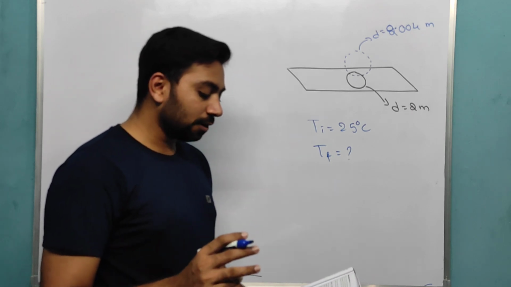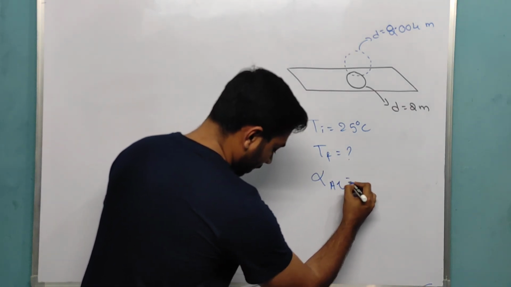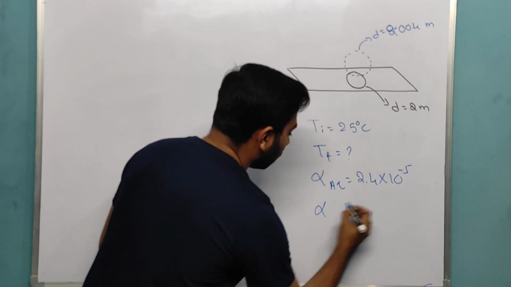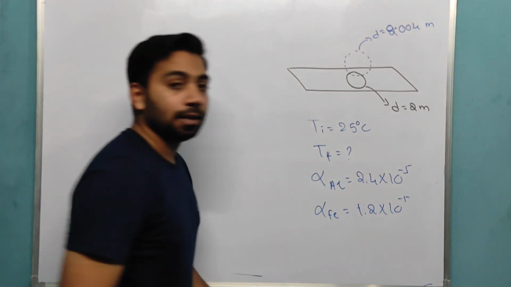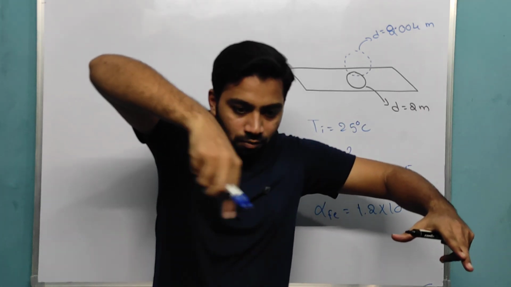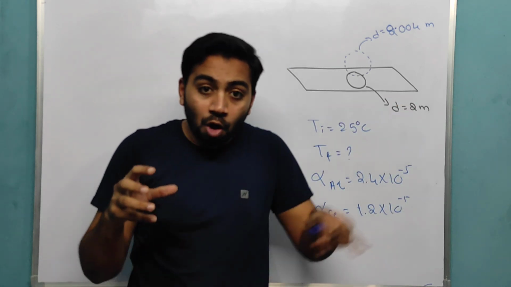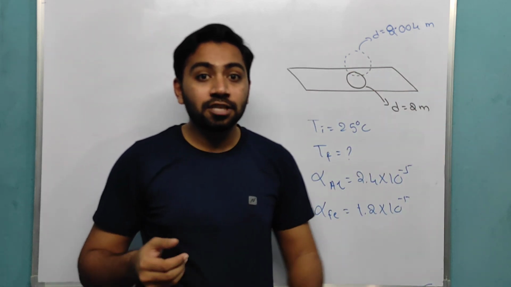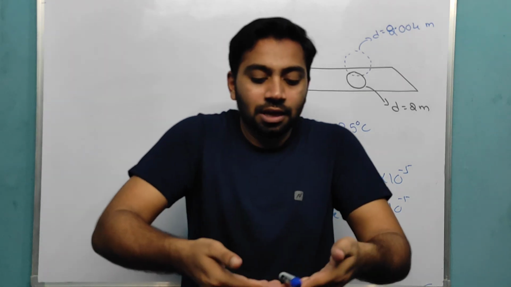The linear coefficient of expansion of aluminium is given as 2.4 into 10 to the power of minus 5, and that of iron is given as 1.2 into 10 to the power of minus 5. Now let us get into the question. There is one horizontal plate like this, with a hole in it. The hole diameter is 2 meter. On this 2 meter diameter hole, I am keeping a 2.004 meter sphere of iron. Which means it will stay here only, like this.